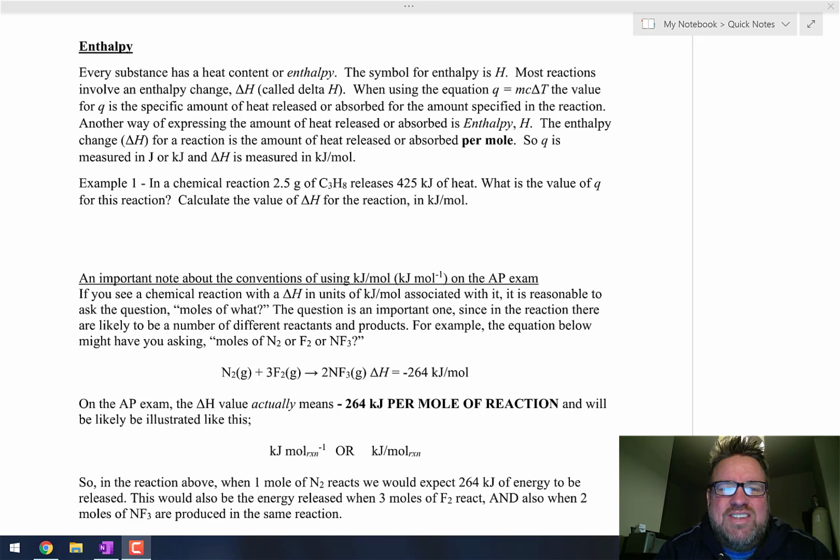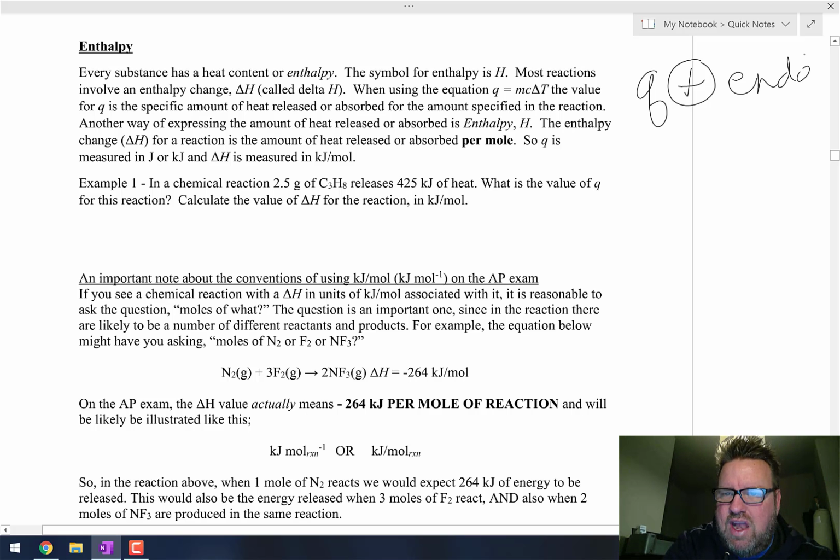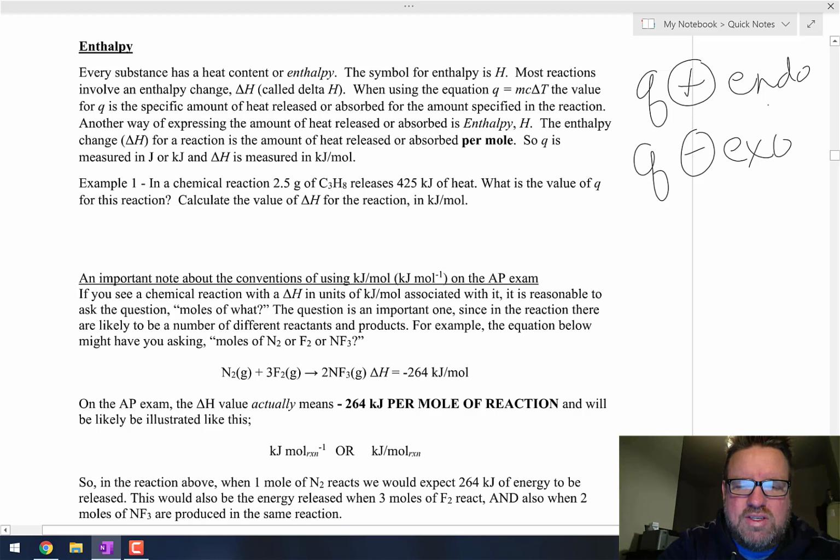So far, we've discussed Q equals mc delta T, where Q is the amount of heat that is gained or lost in a chemical reaction. When Q is a positive value, that means that heat is being absorbed, and that represents an endothermic process. When Q is a negative value, heat is being released, and we call that an exothermic process.